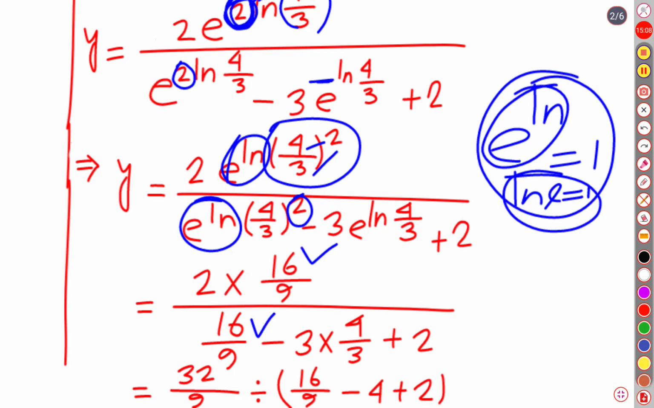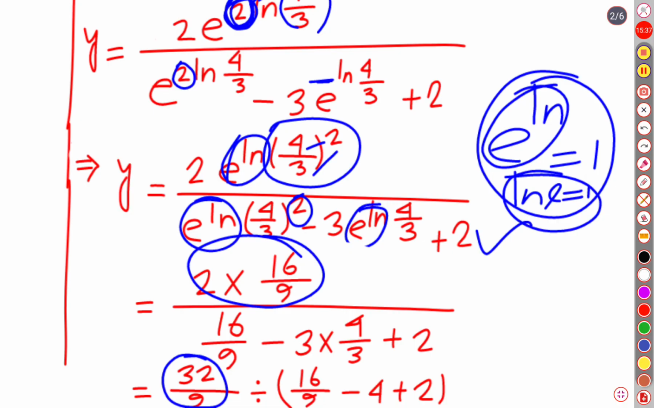Minus, here e raised to ln is 1. So 3 into 4 over 3, plus 2. This 2 is unchanged. So what are we going to get? The numerator is 2 sixteens. 2 sixteens are 32. We have written here 32, and this 9 is unchanged. So 32 over 9 is the numerator. And the denominator means this portion is in division form. This is the divisor. That's why we have used the division symbol.